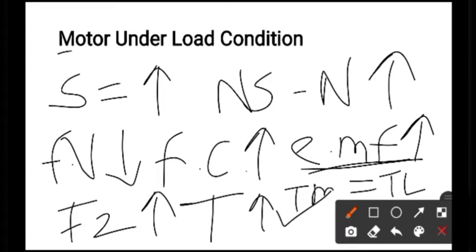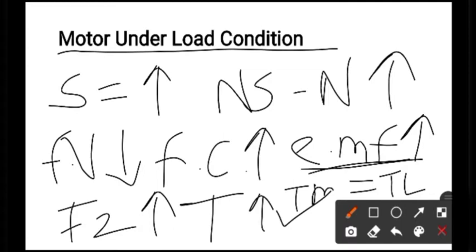So this is the phenomenon: when we put the load on the induction motor, the first effect is that the speed of the induction motor reduces. After the reduction in speed, the flux cutting between the rotating magnetic field and the rotor conductor increases. Slip of the induction motor increases. The difference between synchronous speed and actual speed increases.